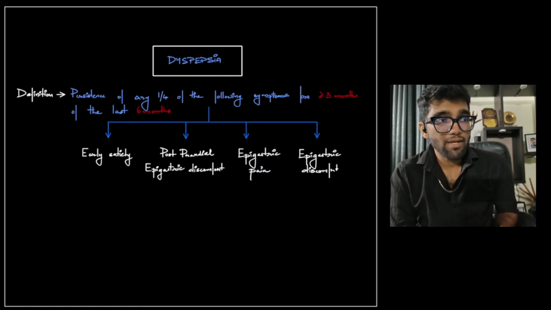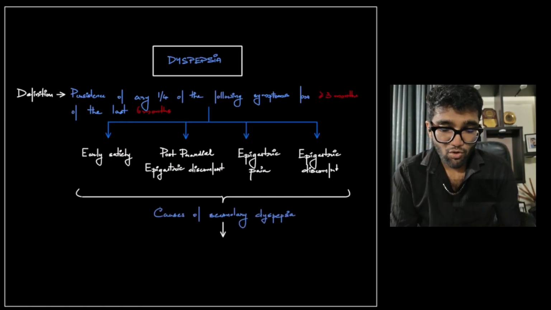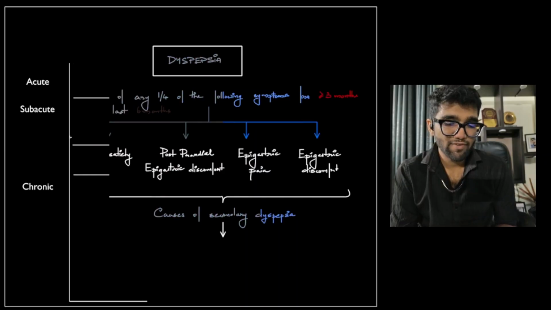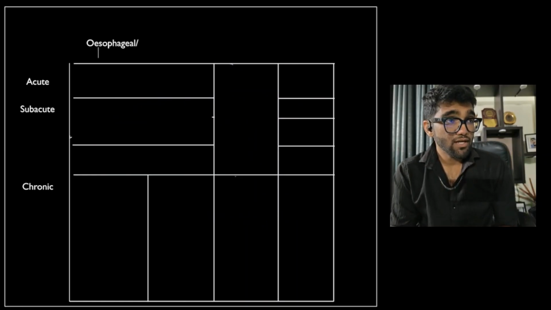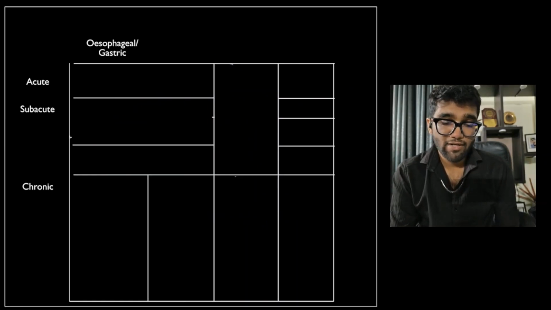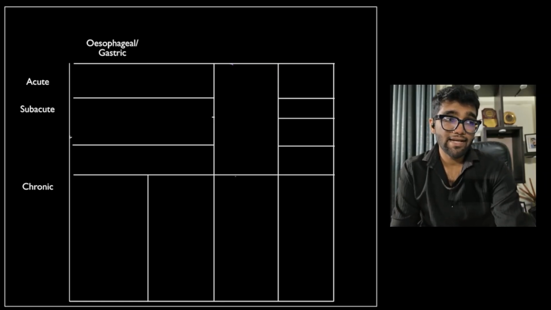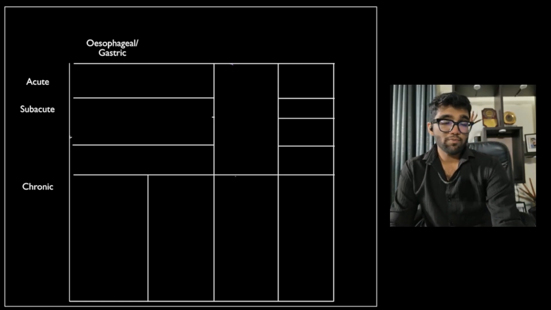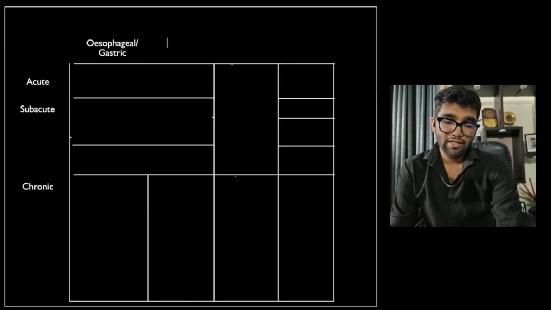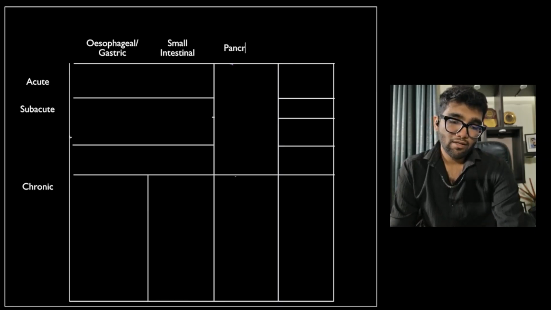The causes of secondary dyspepsia are very similar to the causes of the pain that I talked about, that is, focal or localized pain that radiates into the abdomen. So there could be lower esophageal or gastric involvement. There could be small intestinal involvement. There could be pancreatic involvement, and there could be involvement of the heart.